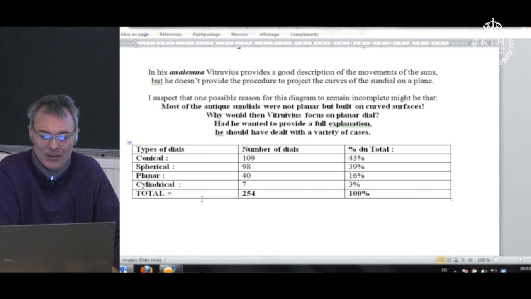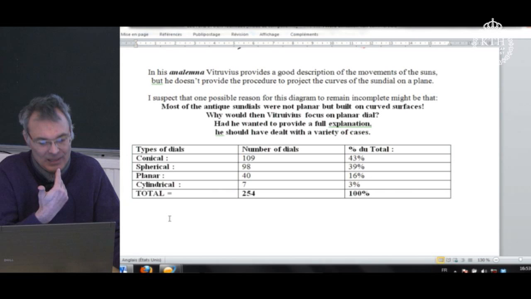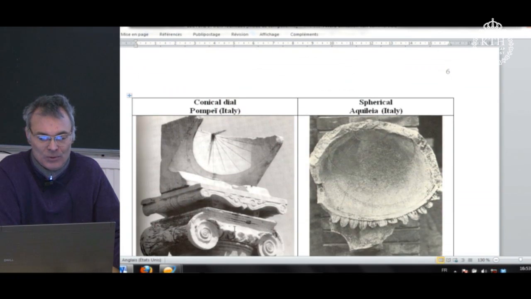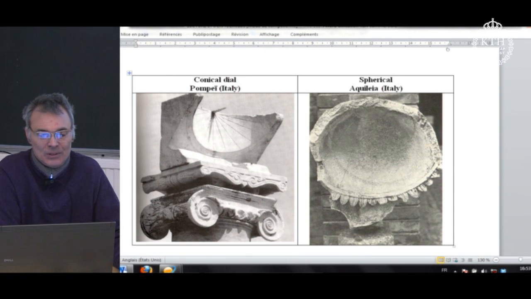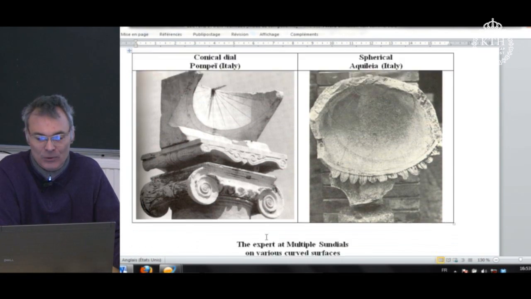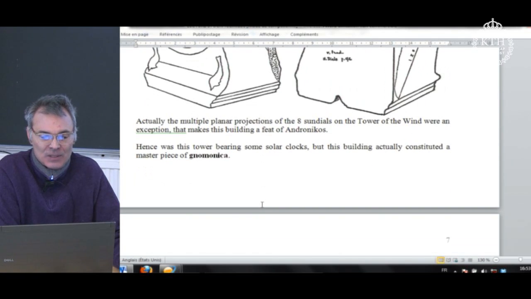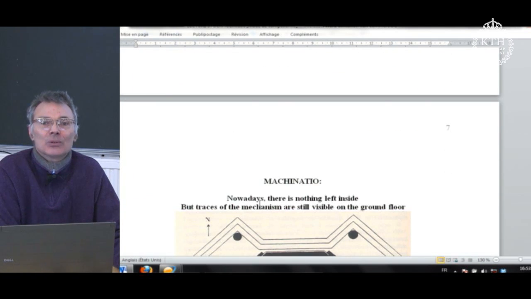Actually, you have here a list of all the categories of solar clocks that we have left from antiquity. So there are conical, spherical, planar, and cylindrical. And you see that planar solar clocks are only 16% of the total. Most of the solar clocks were actually on curved surfaces like those ones. And actually, you also had multiple sundials, such as this one, which was precisely designed by Andronikos of Kyrrhos. So the architect of the Tower of the Winds was actually an expert in gnomonica.